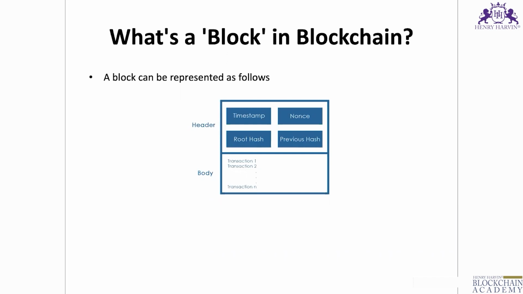There will be a timestamp, nodes, root hash and the previous hash. These are the different items in the header portion. In the body portion, we are storing the data. In the header portion, we have timestamp, nodes, root hash and the previous hash. Timestamp is nothing but when the block has been created; that information will be stored in the timestamp field.